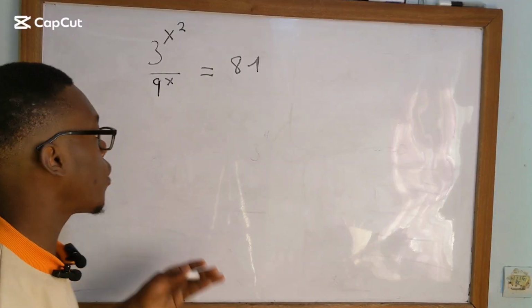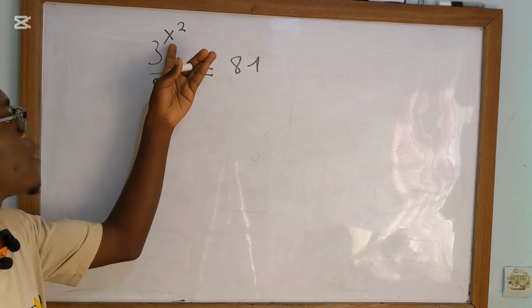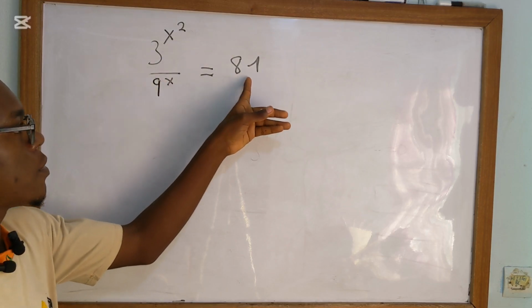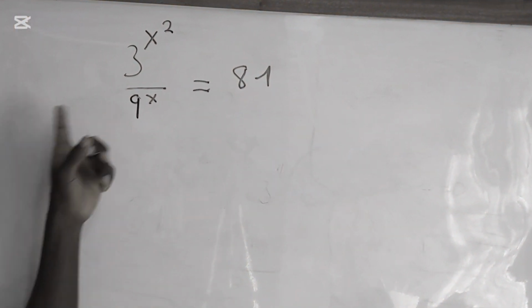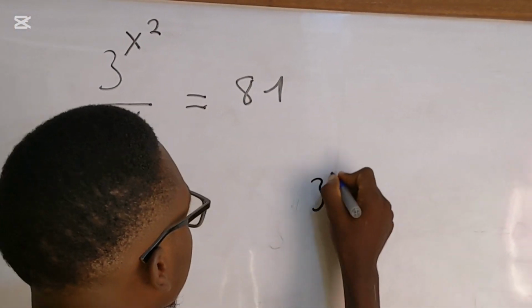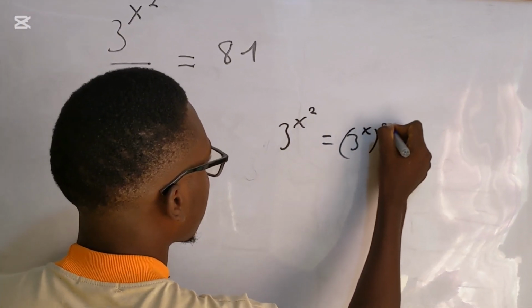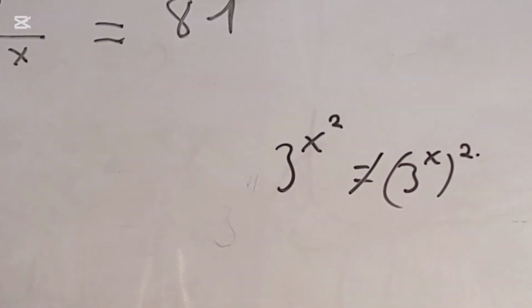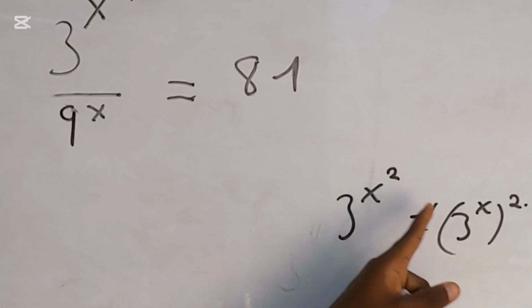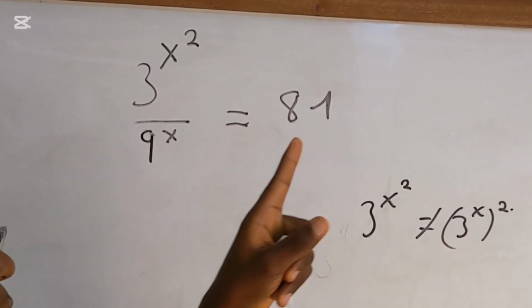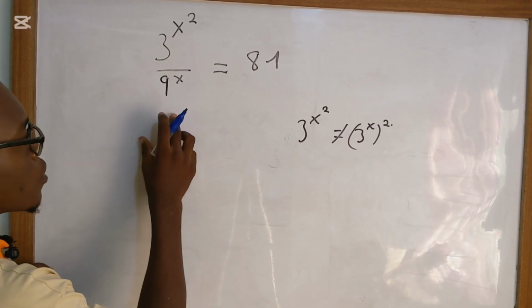Okay, guys, we're having another question. Solve for x, given that 3 to the x squared all over 9 to the x is equal to 81. Note that 3 to the x squared is not the same thing as 3 to the x, all to the power of 2. That is not equivalent. Take that into consideration, because this is x squared, not the x. Okay.